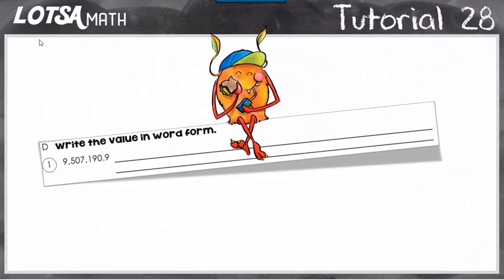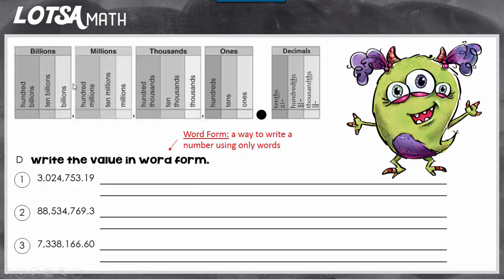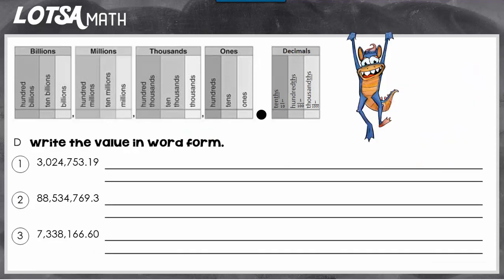For these types of problems, you're just going to write a value in word form. And remember, word form is just a way to write a number using only words. So let's look at some examples. These are a little different than what we've been doing because these now have decimal values added in.